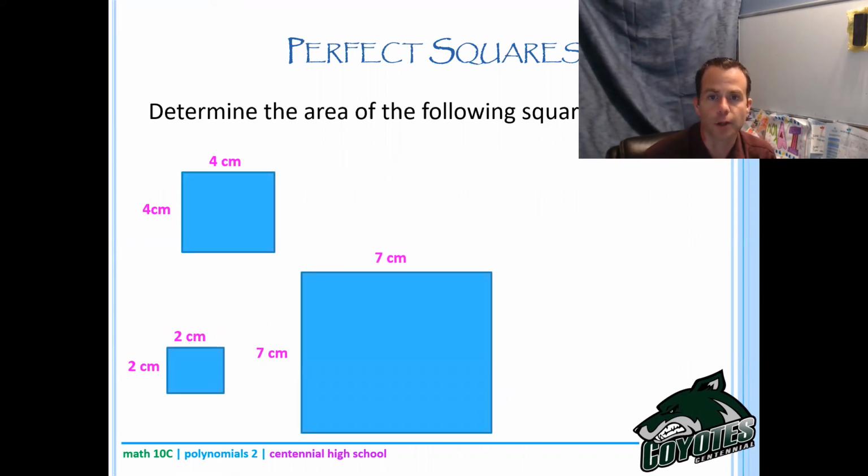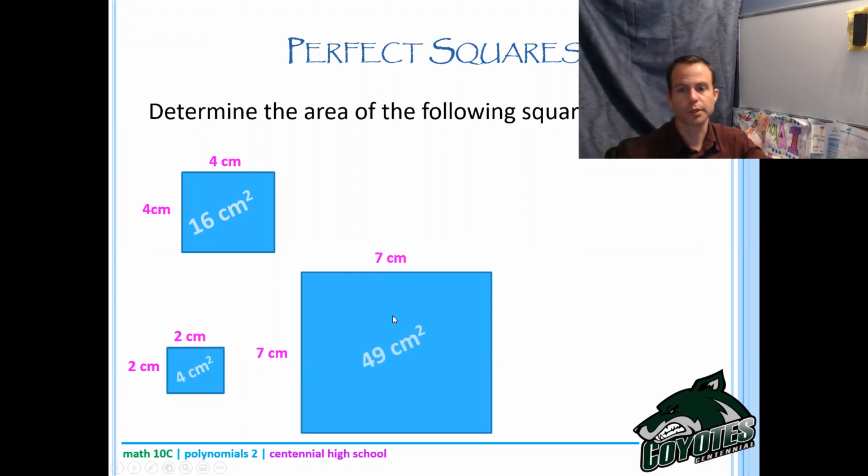Determine the area of the following square. So if this square here is 4 by 4, how do I get the area? Well, I multiply those together. So that's 16. Now be careful, 16 centimeters squared, right? Always remember your units in math, 16 centimeters squared. 2 by 2 is 4 centimeters squared, and 7 by 7 is 49 centimeters squared.